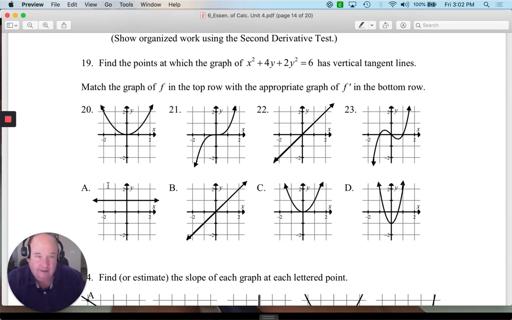22 is a slanted line. And what's the slope of a slanted line? That's a constant number. It's a positive constant number. So 22 matches with A. All right, last one.